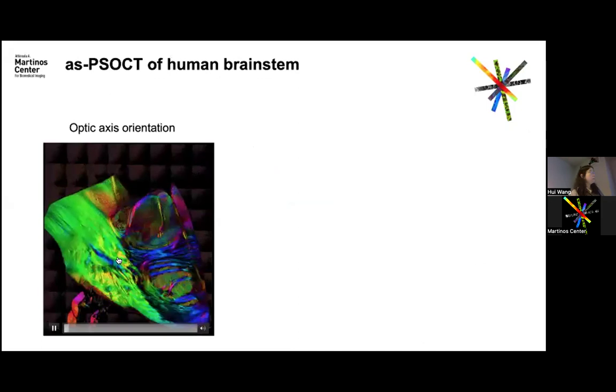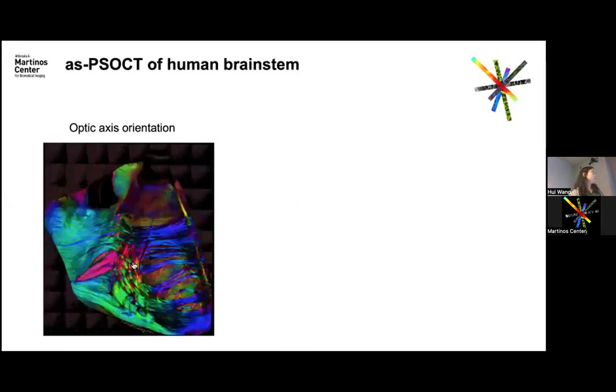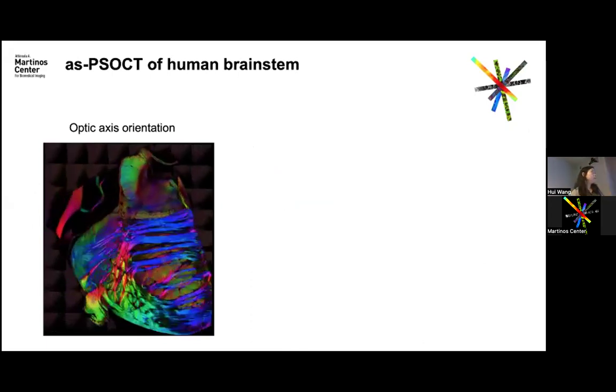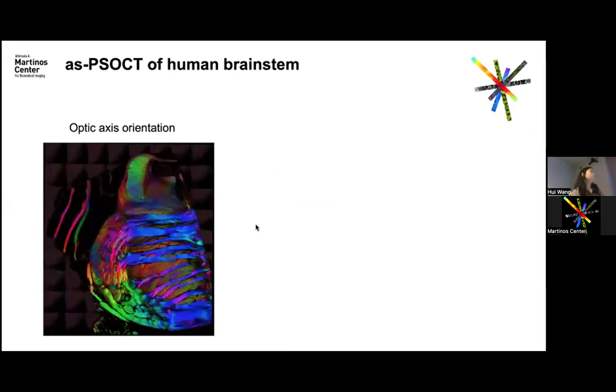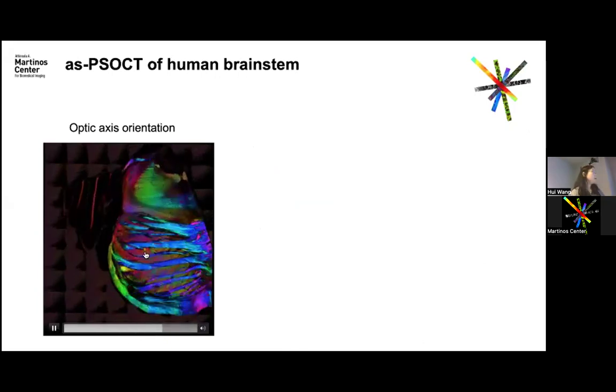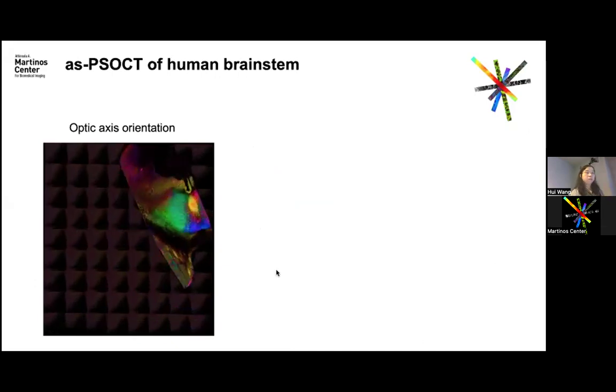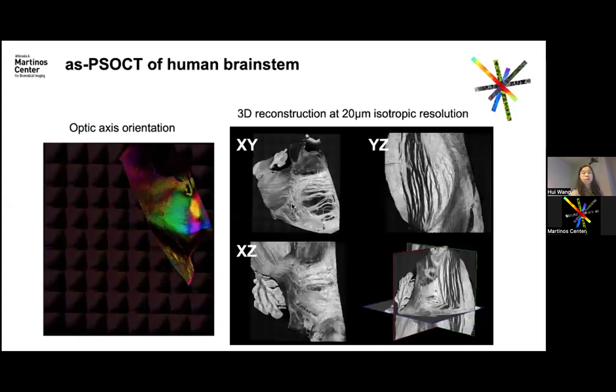So we imaged a human brainstem. This shows a block-face orientation image in a 3 centimeter cubic brainstem sample, and you can see how the fiber orientation changes over different depths. With a 3D reconstruction, we can clearly see the fibers continuously following this smooth trajectory over all the orthogonal XY, YZ, XZ planes.